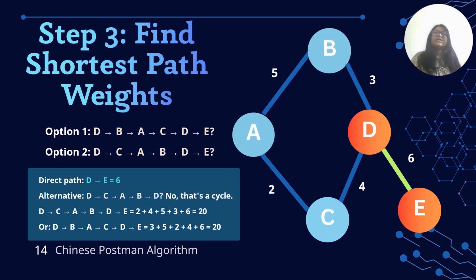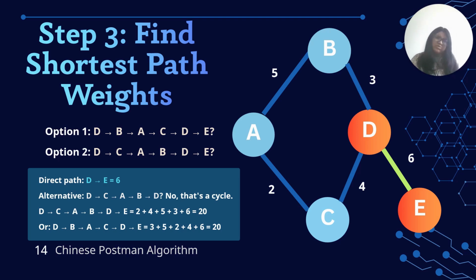Wait, look at this. We went all the way around the graph and came right back to D before finally going to E. That's just a big loop that returns to where we started. Let's add it up. 2 plus 4 plus 5 plus 3 plus 6. That gives us 20, right? No. This one is wrong. We don't want to waste time going in circles.